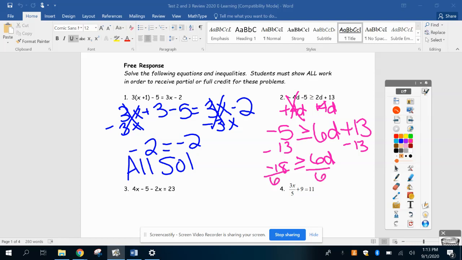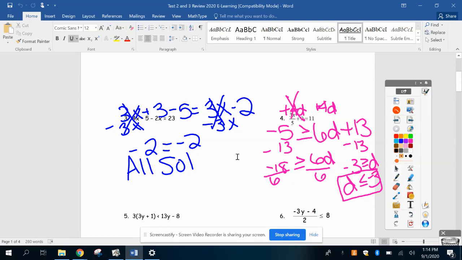Undo multiplication with division. Now I'm dividing by a positive 6. So when I divide by a positive, that is not a reason to flip the sign. So I have negative 3 is greater than or equal to d. But then for my final answer with d being first, that is a reason to flip the sign. Okay, so these aren't asking us to solve, so we're fine there.